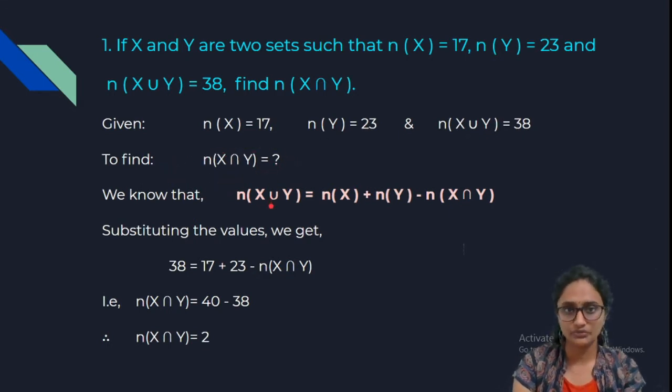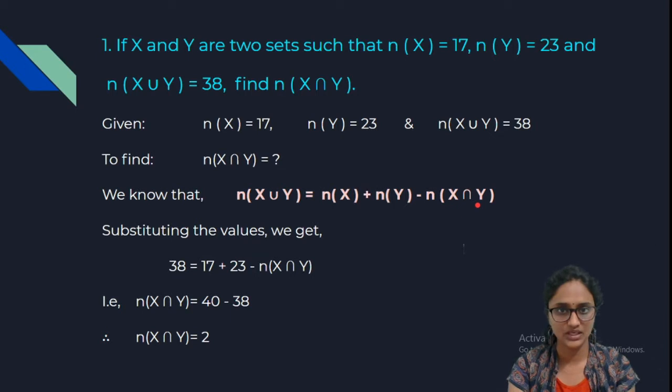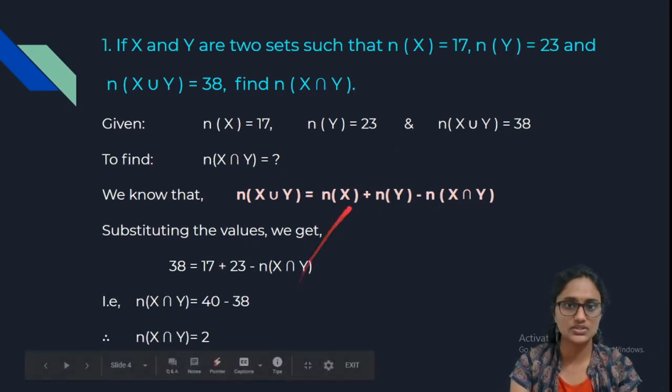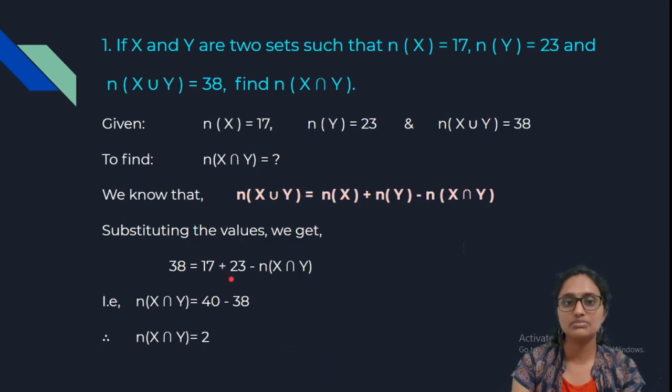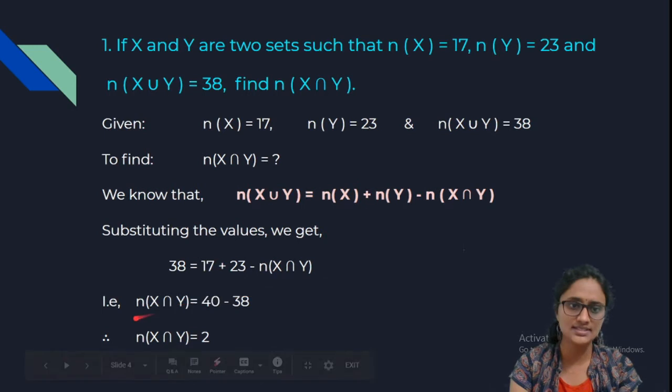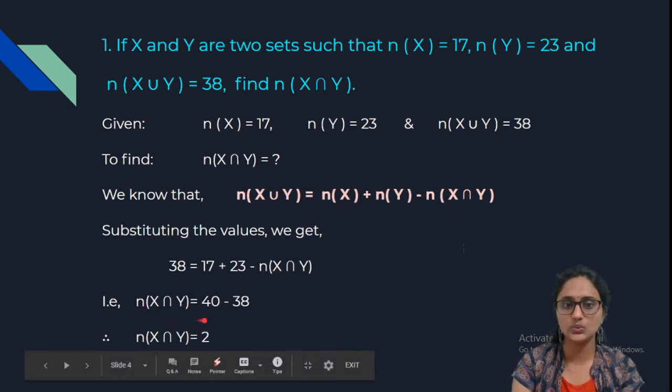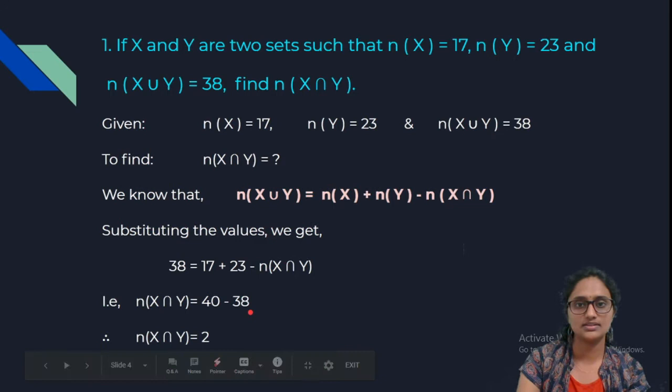So we already know the formula, n of X union Y equal to n of X plus n of Y minus n of X intersection Y. So we will be substituting these values in this equation. We will be getting 38 equal to 17 plus 23 minus n of X intersection Y. That is, n of X intersection Y equal to 40 minus 38, which is equal to 2. So the number of elements in the intersection is 2.